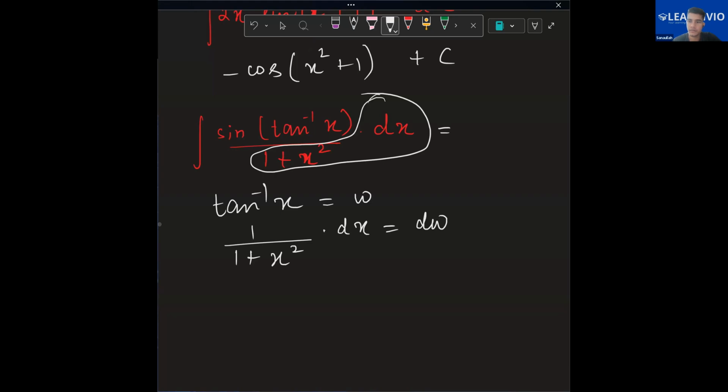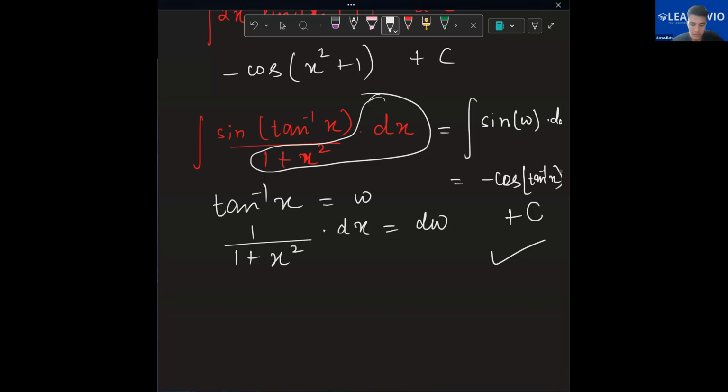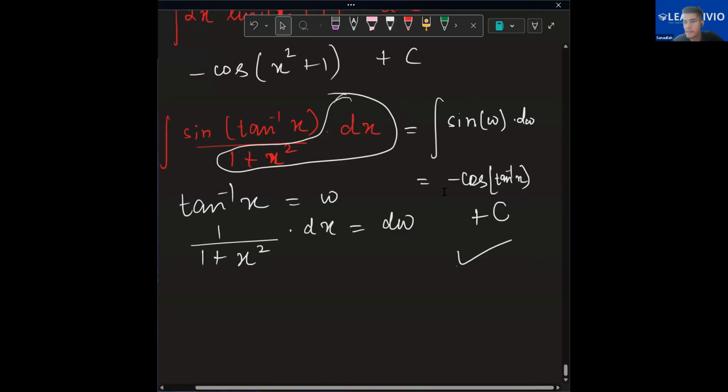So मैं इसको integral sine of w dot dw. So this is what? Minus of cos w. What was w? w was tan inverse of x, plus c. This is a complete answer. Okay. Angelina got the same? Yes, sir.